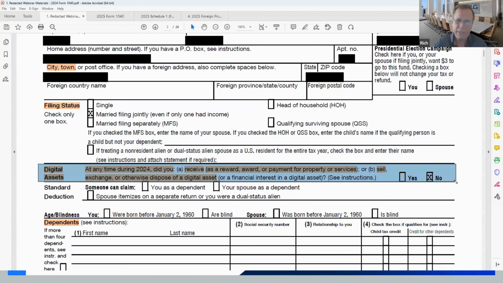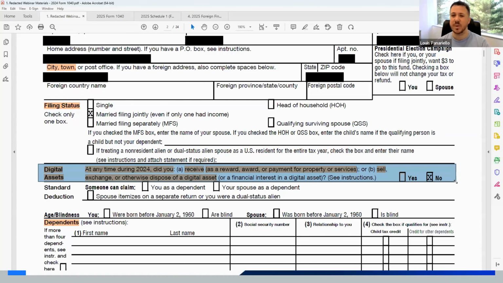That doesn't mean they don't have digital assets. What you need to do is read that it states that anytime during 2024, did you receive, as a reward, for property or services, or did you exchange or otherwise dispose of digital assets? They want to know if you had any activity. That doesn't ask if you own digital assets or not. So if you see the box checked no, you cannot assume that they do not have digital assets. And just one more thing to add to that.